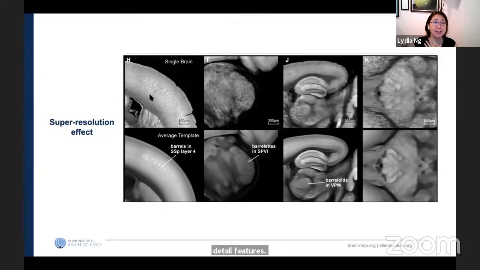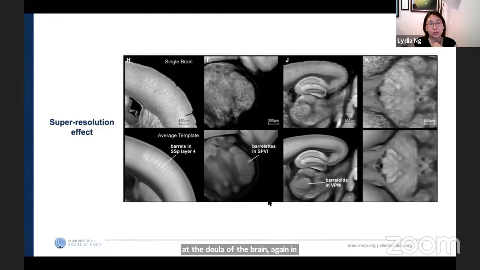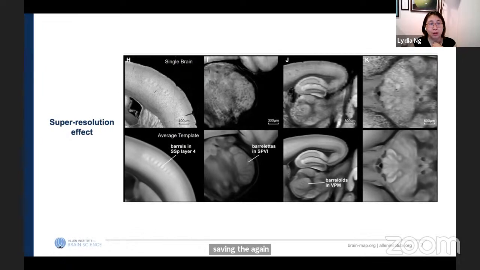As I said, when you look at single brain data, the barrels are there, but they're kind of fuzzy. Because we have so many specimens allowing us to take different views of it, in the average, these things become very crisp and clear. Since we're talking about barrels, there are these barrelettes in the medulla of the brain. Again, in a single experiment, it's very hard to see where they are, but over the population, the signature pops out so that you can actually see the whole barrel field in the back part of the medulla. Same again in the thalamus. Here in a single brain, you can't really tell what's going on, but in the average, the stripes that are associated with the barrel field can be seen.